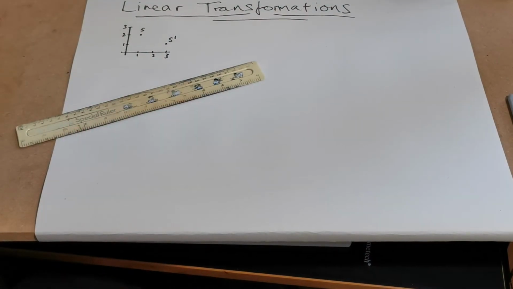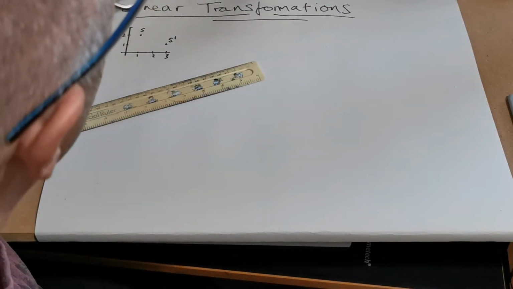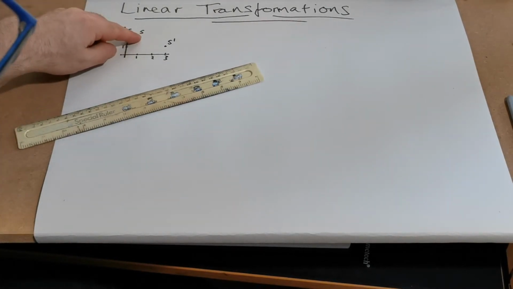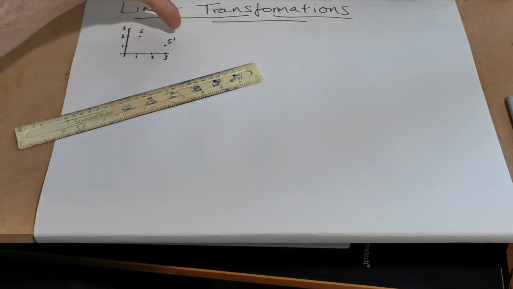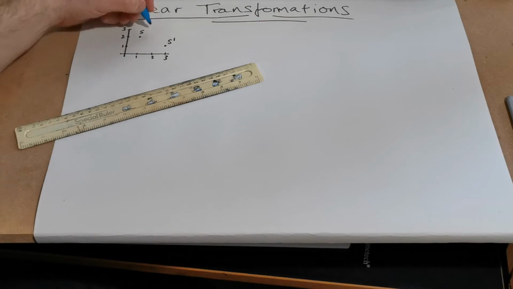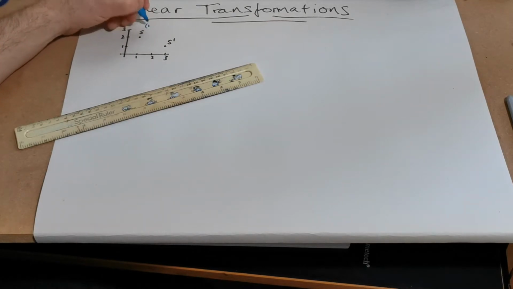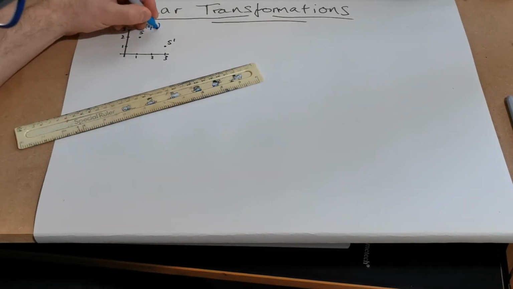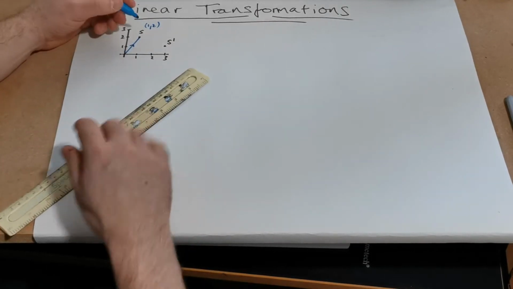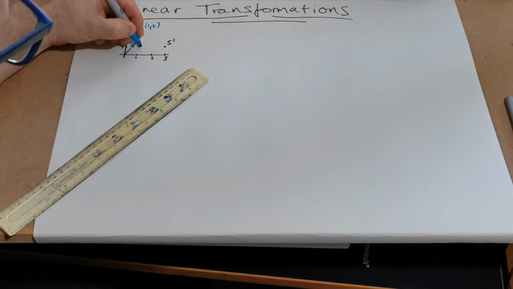Hi guys, today I'm going to look at linear transformations. Now, a transformation is a change, and I want to really explore here how I change S to get to S1. And I'm going to do it by considering the point, instead of saying it's the point 1, 2, I want to say it's the position vector (1, 2).